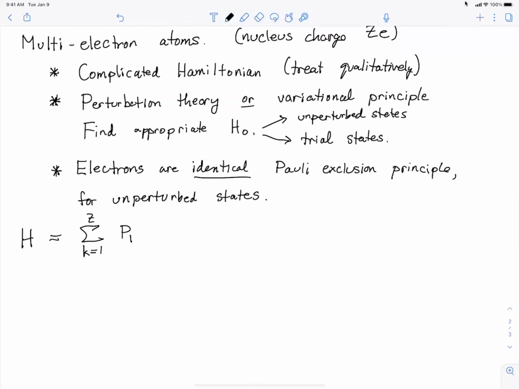of their momentum squared. So I have an index that tells me which electron I'm talking about, but they all have the same mass. Okay, and then there's a potential for each one of them to the nucleus. So I'm going to again sum over all my electrons. And then I have Z E squared over R sub K. Again, K labels which electron I'm talking about.